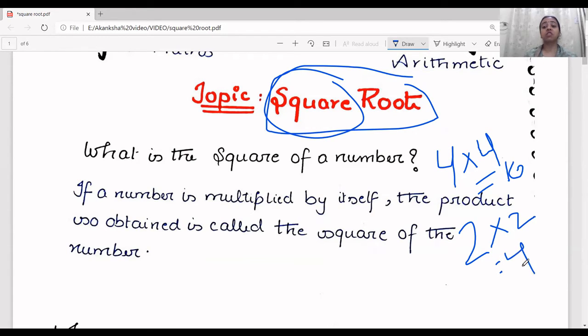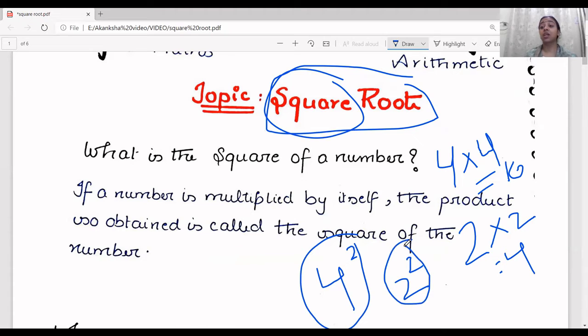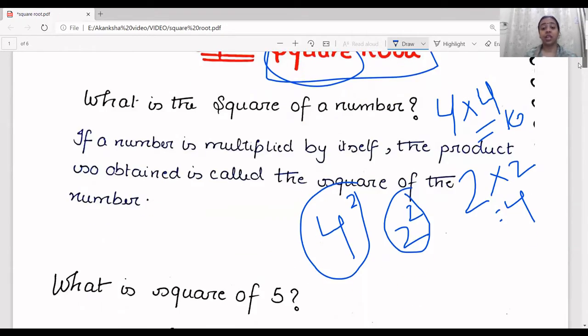So how do you represent square? You represent square as the number to the power 2. Suppose we are supposed to find the square of 4. It is represented by 4 to the power 2. Similarly, square of 2 is represented by 2 to the power 2. The answer for square of 4 is 16, and the answer for square of 2 is 4. This is how you represent square.